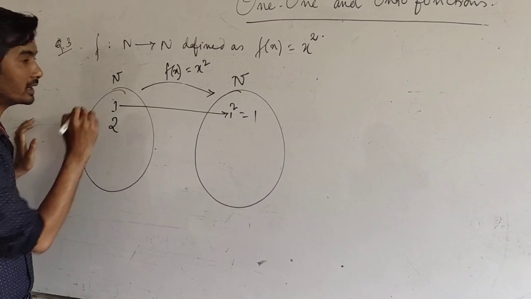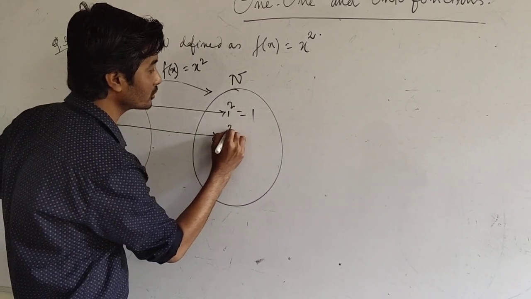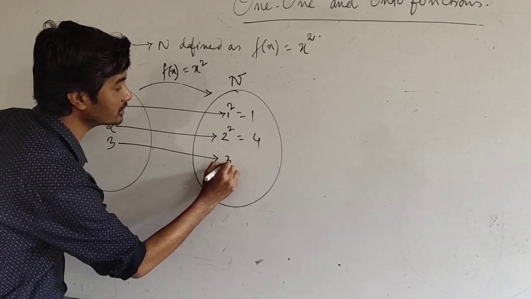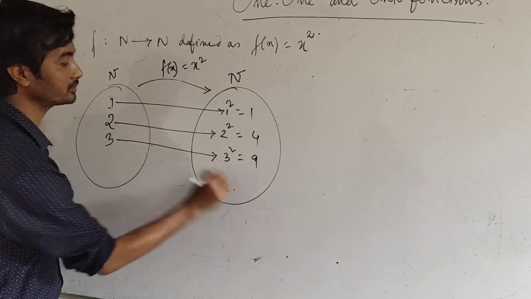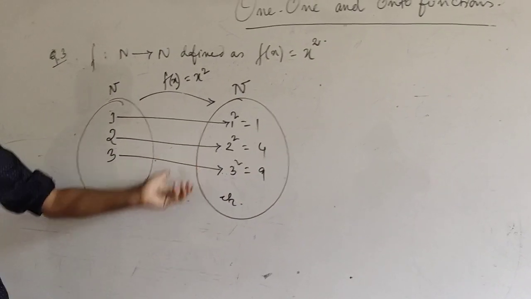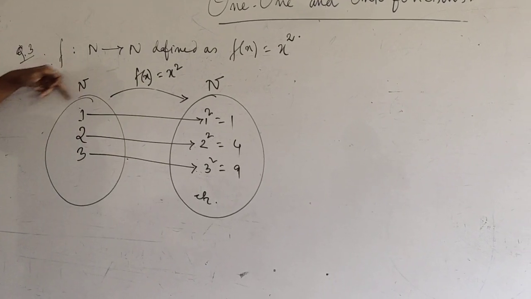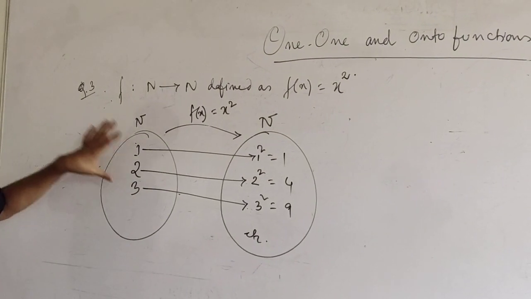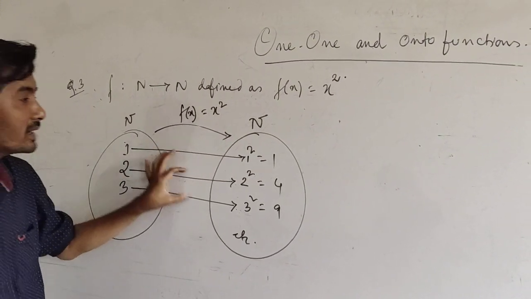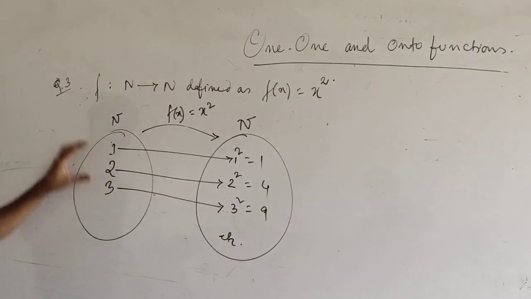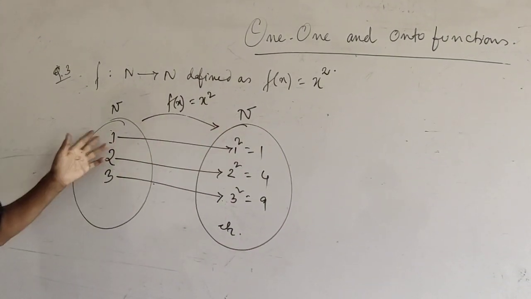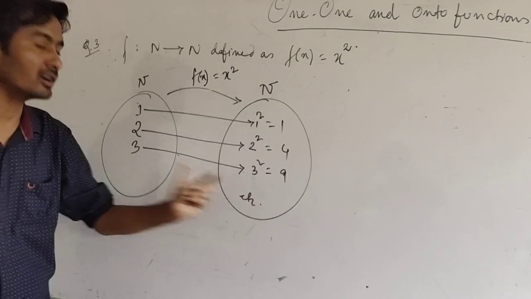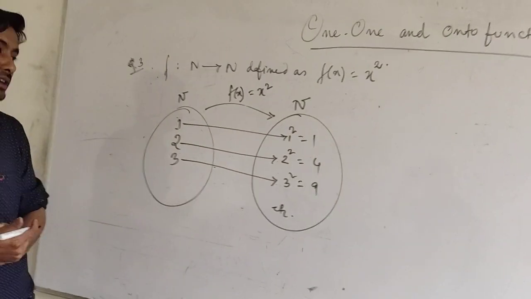Now suppose I want to take 2 here. 2 will have image 2 square equal to 4. Then you take 3 here. This 3 will have image 3 square equal to 9, and so on. Now from this diagram it is clear that distinct elements in the domain N, these 1, 2, 3, 4, all these are distinct numbers. Distinct numbers in the domain have distinct images in our codomain. No two different elements have the same image, therefore this function is clearly one-one, because distinct elements in the domain have distinct images in our codomain. Therefore it is a one-one function.